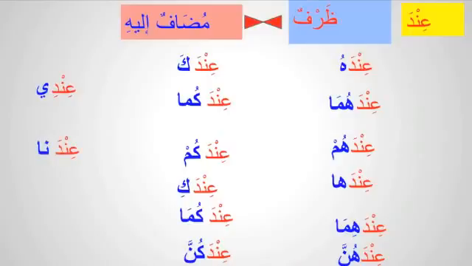So this is how the dhamir muttasil is attached to different nouns, harf and zarf, and it is always either mansoob or majroor. So we have done the majroor forms. Inshallah, in the next session we will do some sentences and take it forward. So please write and practice, and inshallah I'll be sending you a video to help you memorize these attached pronouns. Assalamu alaikum wa rahmatullahi.